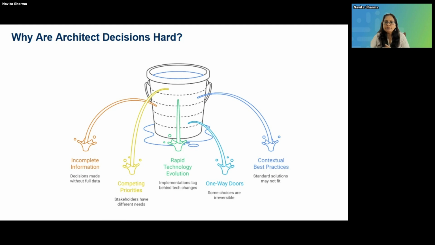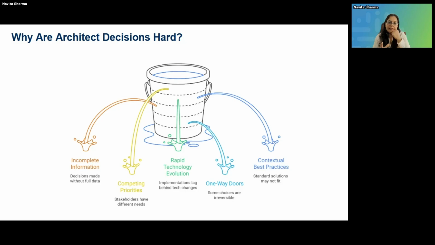So next is competing priorities. This is also pretty common: business says I want this, IT says I don't want this, I don't have budget. Then business says I will, and sometimes compliance says no, I want this requirement to be prioritized over the business requirements. So there are competing priorities which come up.